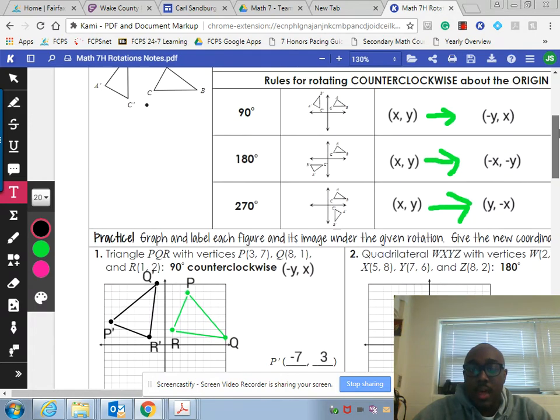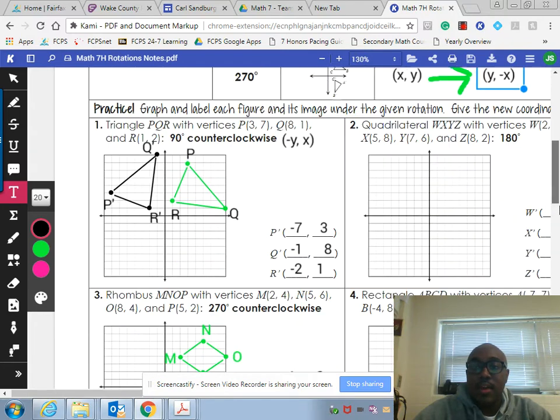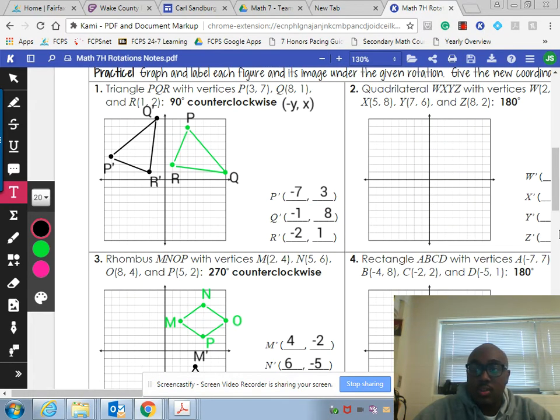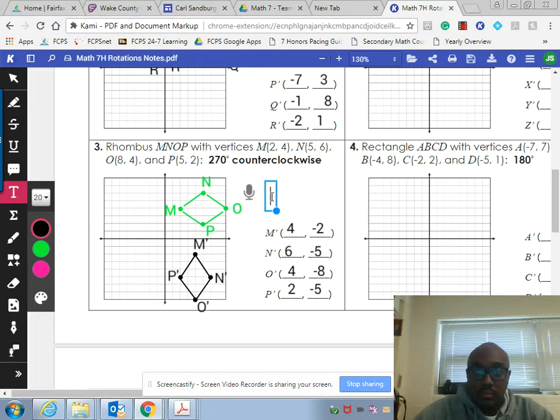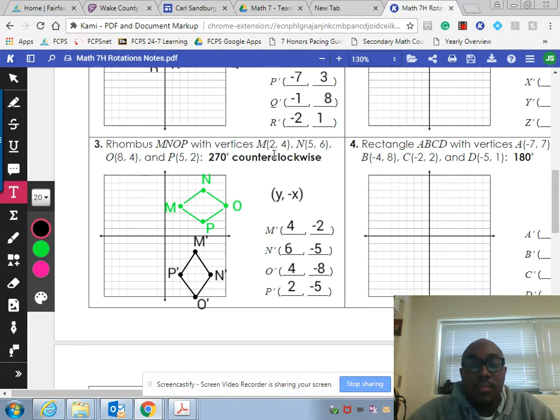So if we go back up top and look at the rule for counterclockwise, we simply have y, negative x. So the rule for 270 degrees counterclockwise is going to be y, negative x. Pretty much we change the position of x and y, and we make x into its opposite. So M prime is going to be (4, -2), because we want the y to go in the front and the x goes in the back, and it changes to its opposite. So we should have (4, -2), and that's what we have for M prime.